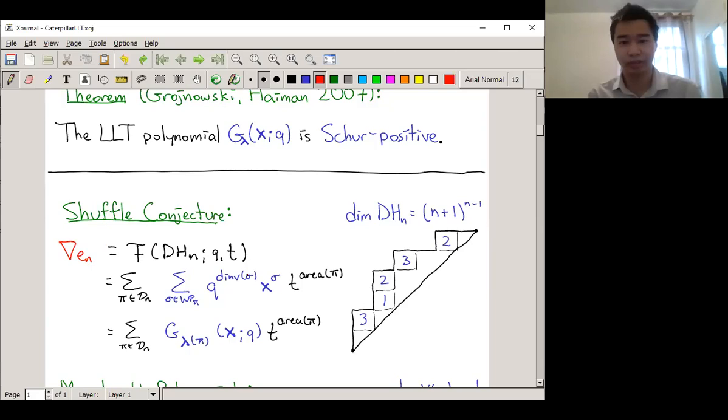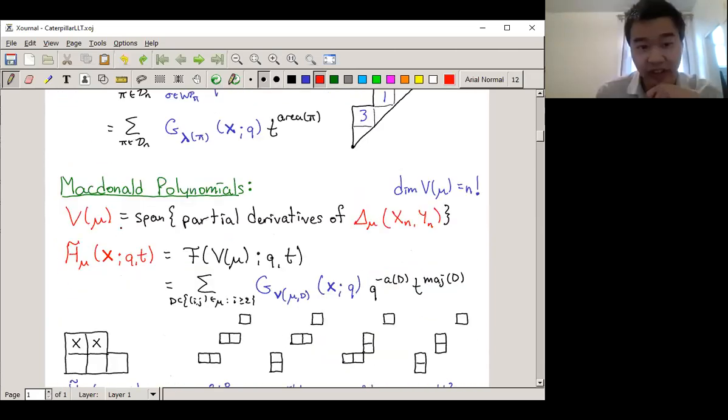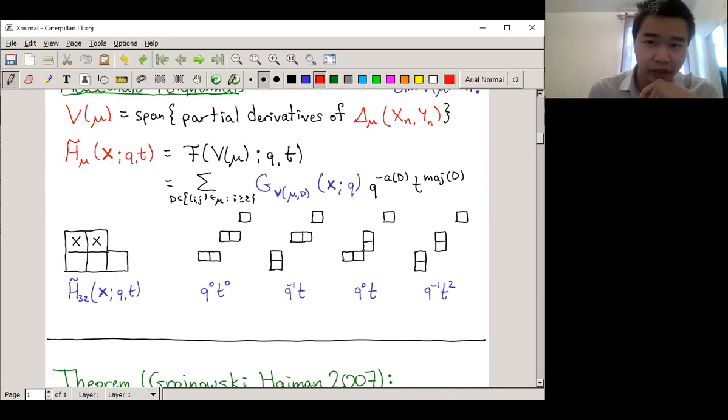The other thing I'll just quickly mention are Macdonald polynomials. So Macdonald polynomials give the Frobenius series of the Garsia-Haiman modules. If you've heard of the n factorial conjecture, Mark Haiman proved that these spaces have dimension n factorial. Haglund, Haiman, and Loehr.